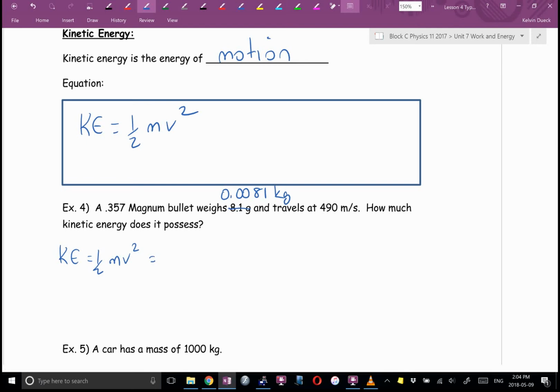How do I type 1/2 on my calculator? Yeah, 0.5. You can also type 1 divided by 2, but 1 divided by 2 is 3 keystrokes. 0.5 is 2 keystrokes. I want to save time anywhere I can. 0.0081, 490. Most common mistake: kids write the squared, and they're so proud because they remembered the squared, they forget to type the squared. So don't forget that. What do you get?